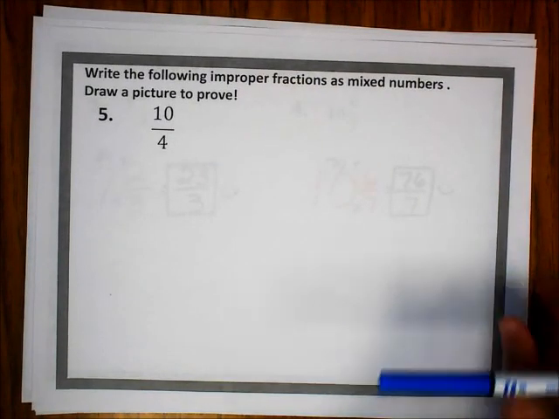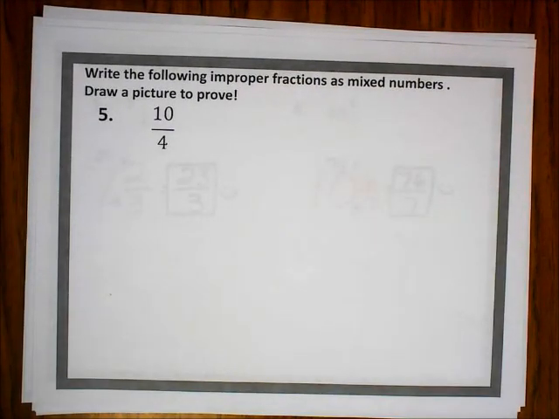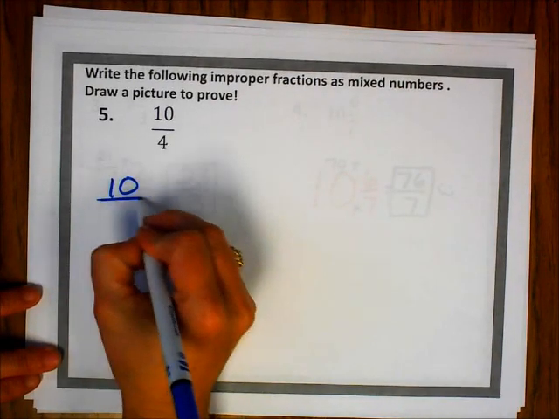Okay. Now let's go on to changing improper fractions into mixed numbers. The problem asks for number 5 to write the following improper fractions as a mixed number. Draw a picture to prove. So we have the improper fraction 10/4.